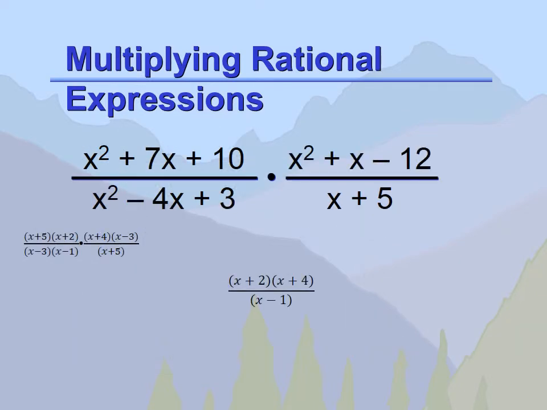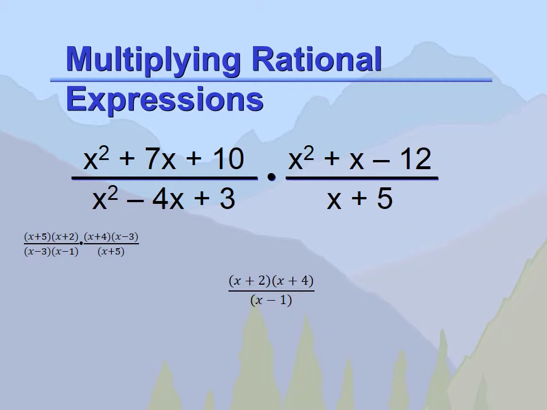Now let's look at this. So the first thing we want to do is factor. You're going to factor using the reverse box method. So x squared plus 7x plus 10 ends up being x plus 5 times x plus 2. X squared minus 4x plus 3 ends up being x minus 3 times x minus 1. X squared plus x minus 12 ends up being x plus 4 times x minus 3. And then, of course, x plus 5 cannot be factored, so it's its own factor. So I'll go ahead and put parentheses around that.